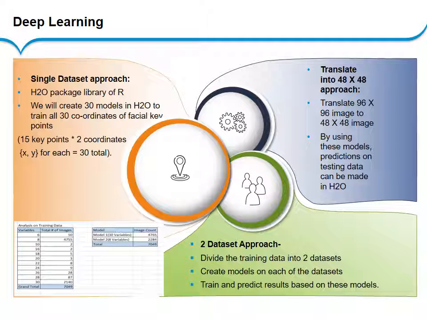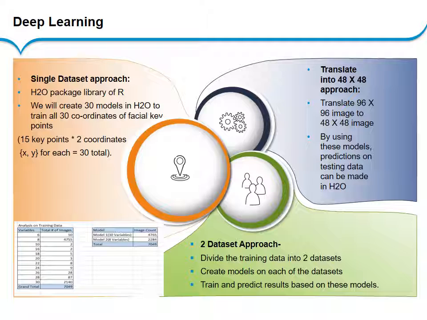The second approach we followed is translating the image into 48 by 48. So we translated 96 by 96 images to 48 by 48 images. By using these models, predictions on testing data can be made in H2O. Because of this, there was not much significance in the output accuracy, whereas the computation time was drastically reduced.